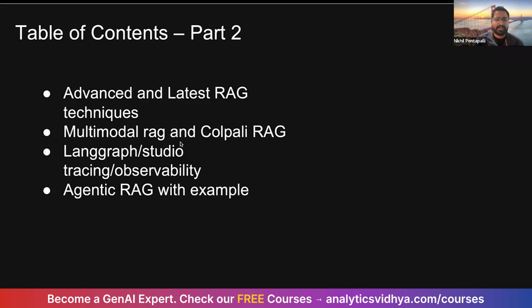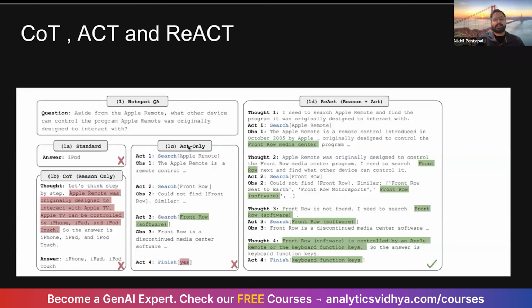Let's start with the latest RAG techniques. Before that, a few of the basic things one needs to understand are chain of thought, action, and what is ReAct. We all know COT is chain of thought, ACT is action only, and ReAct is reasoning and action together. How does this help? This comes under prompt engineering, but it gives us a foundation, and you might need this for the future slides.